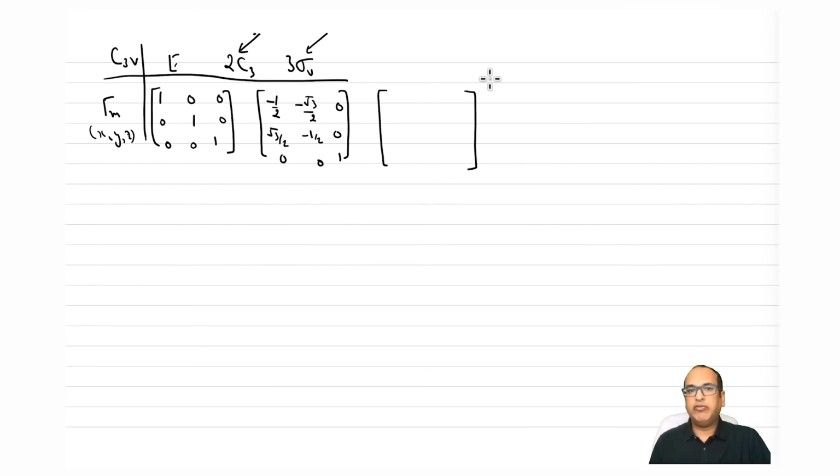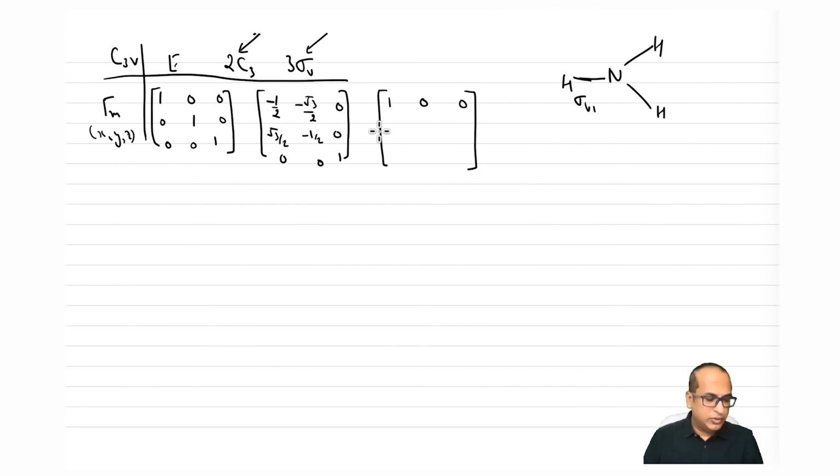Now for sigma V again, we don't need to write for all 3 sigmas, we can write only for sigma V1. Remember that we discussed that sigma V1 actually lies along the YZ plane, so it will be easier to write for this one than for the other 2 sigmas, right? So we'll just write for sigma V1, and then we'll work with the trace. Okay, so now this will be 1 0 0, 0 minus 1 0, and 0 0 1.